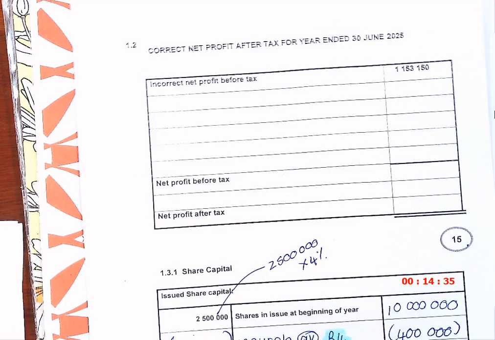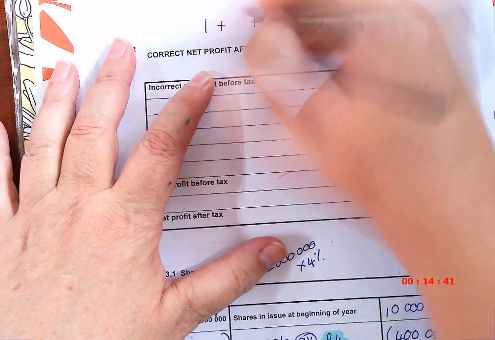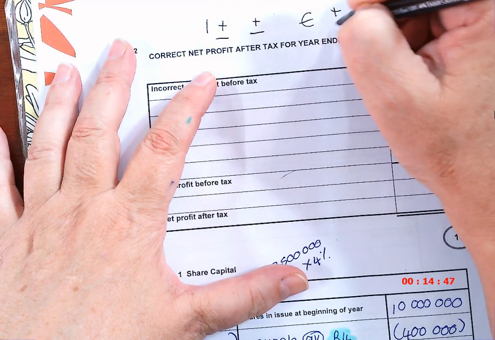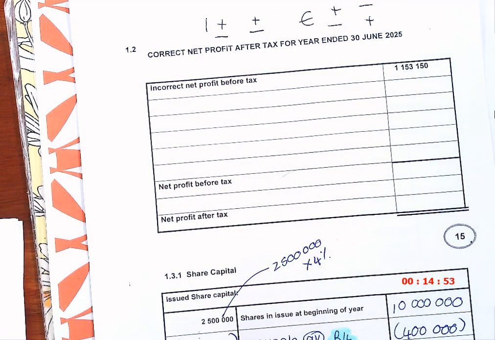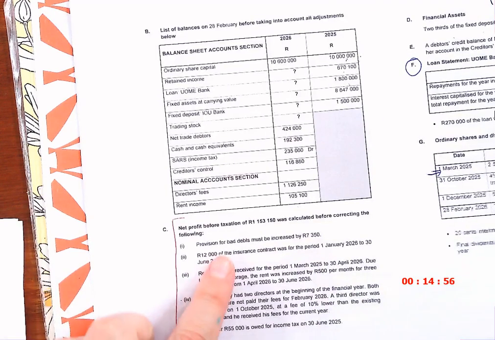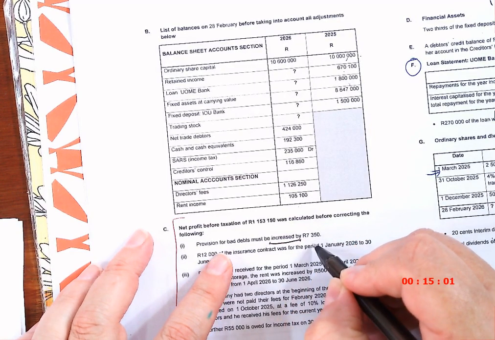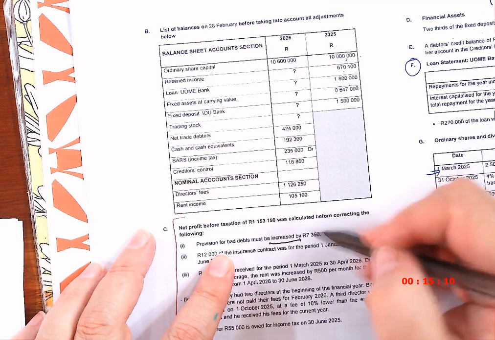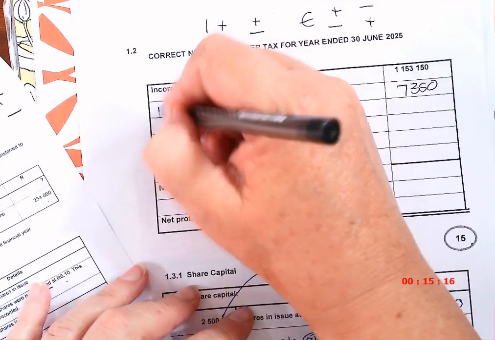I've got the wrong profit. So I say to myself, income plus profit plus, minus profit minus expense, plus minus minus plus. I write that for myself. Now I start. The first question says, provision for bad debts must be increased by 7,350. They don't say to calculate the amount, they say already this is the adjustment. So the amount is 7,350, the provision for bad debts.